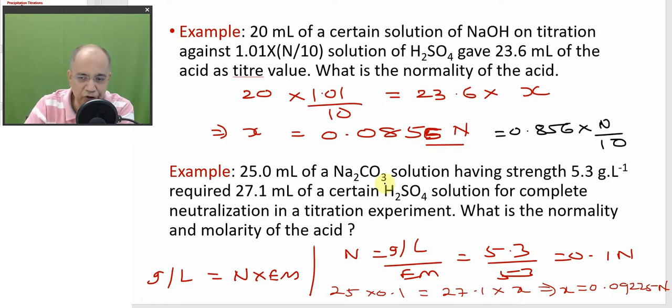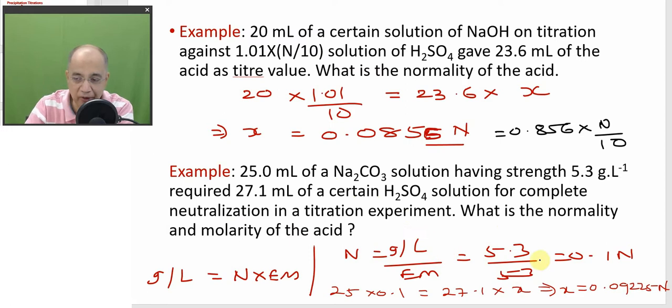So 25 ml solution was drawn with the help of a pipette. The concentration is known and it required 27.1 ml, the titer value. This is the titer value of certain sulfuric acid solution. In the previous case, our sulfuric acid solution was already known, standard, but here it has to be standardized by using a standard sodium carbonate solution. And it took 27.1 ml of certain sulfuric acid for complete neutralization in a titration experiment. What is the normality and molarity of the acid?